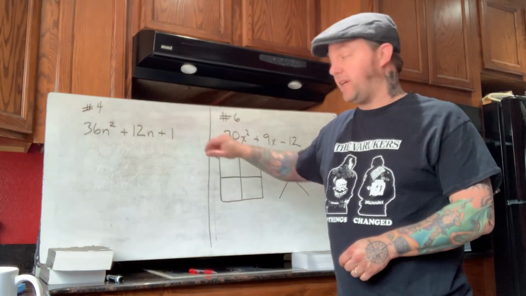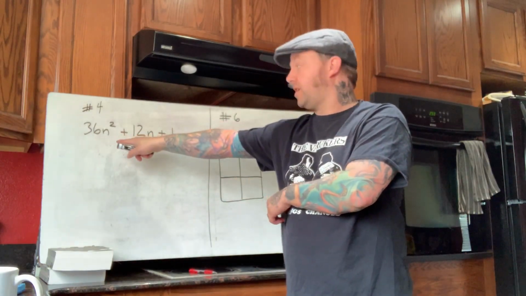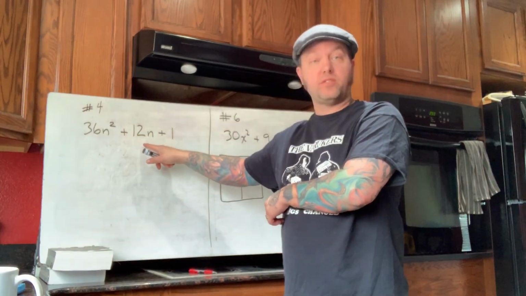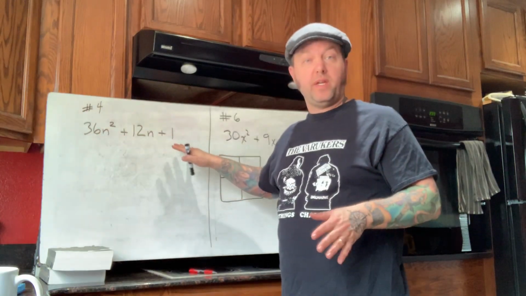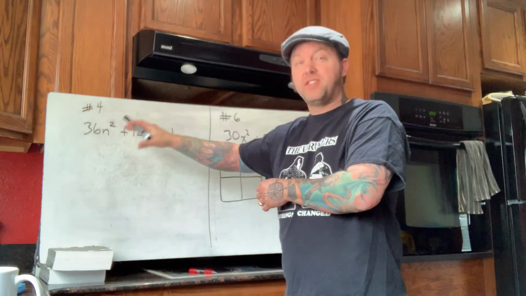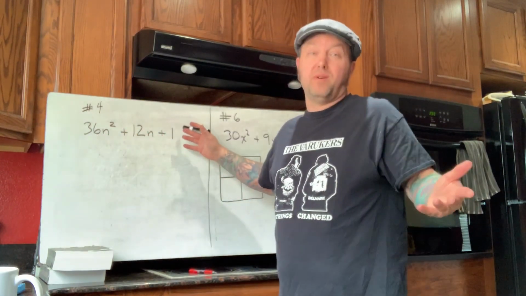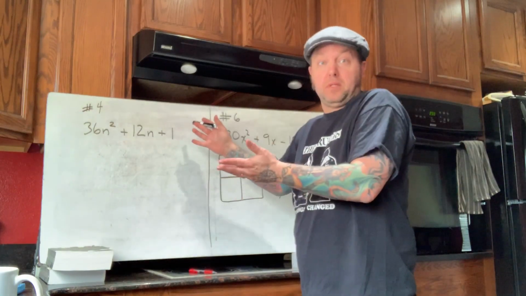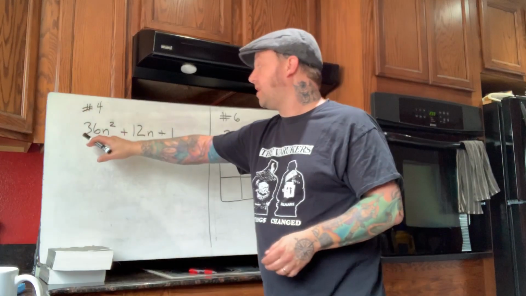We've been learning factoring. So we're going over problem number 4 first. 36n squared plus 12n plus 1. What's the first thing we do when we see one of these problems? Is there a GCF? 36 and 12, there's a 1. Well, GCF is clearly just 1. We don't have to factor anything out.